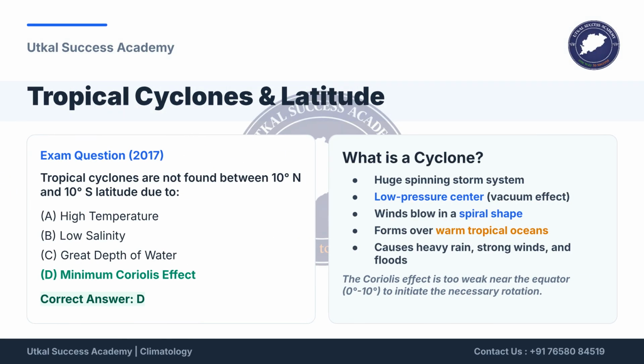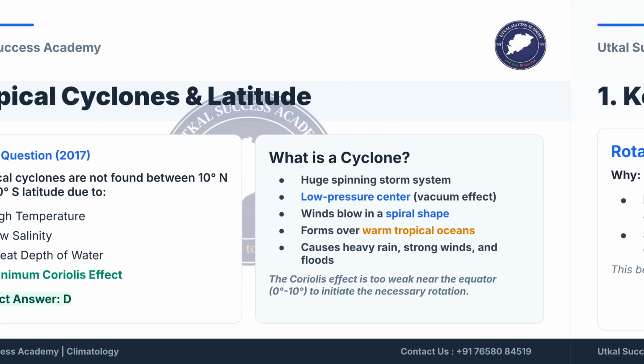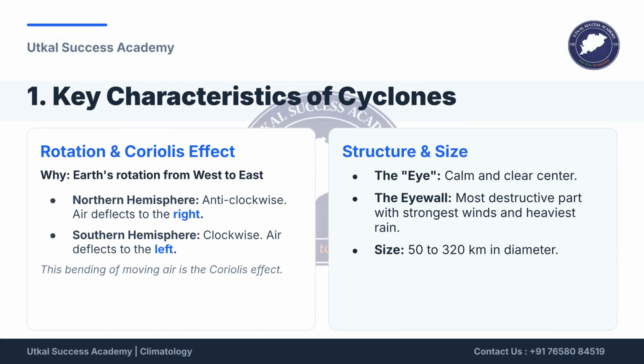land. Tropical cyclones do not form between 10 degrees north and 10 degrees south due to the minimum Coriolis effect. A cyclone is a huge, spinning storm system with a low-pressure center that forms over warm tropical oceans. The weak Coriolis effect near the equator is insufficient to initiate the necessary rotation. The key characteristics of cyclones include their rotation and structure.